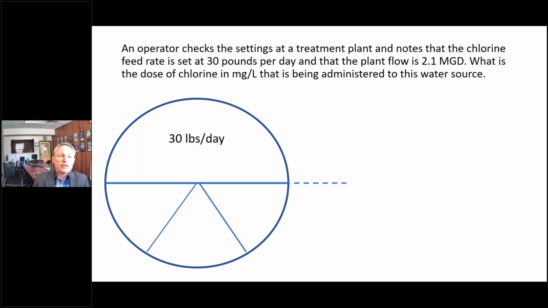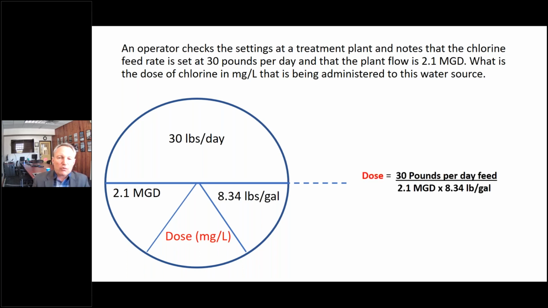So let's put our data right into the pie chart. 30 pounds per day is on the top. 2.1 mgd goes into the flow section, and we place the weight of water into the pie chart, but we don't know the dose. And keep in mind that center line becomes a dividing line. So we just keep that orientation and create an equation where the 30 pounds per day is still on the top like it is in the chart. And on the bottom, we have 2.1 mgd times 8.34 to solve for the dose.